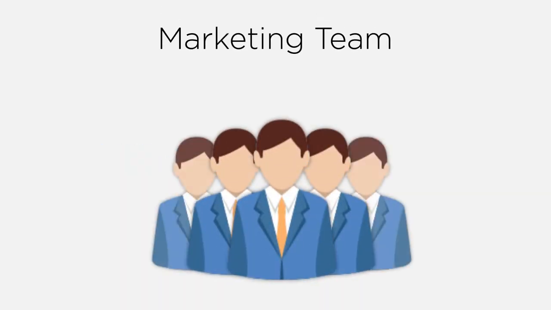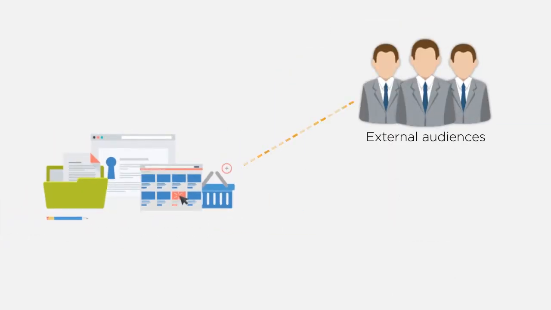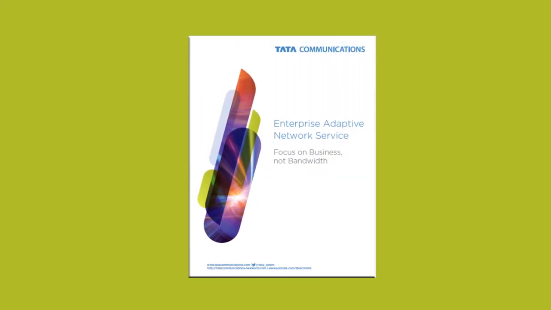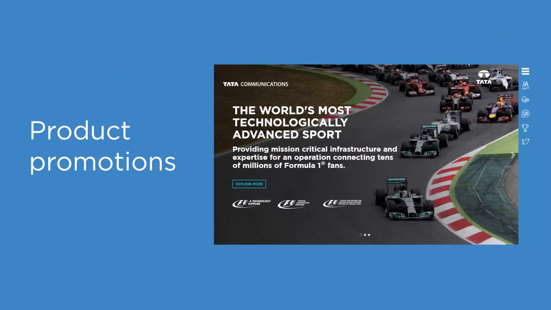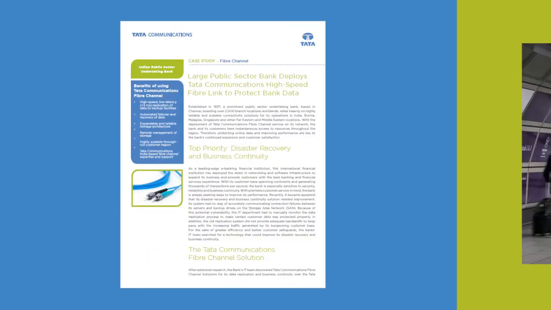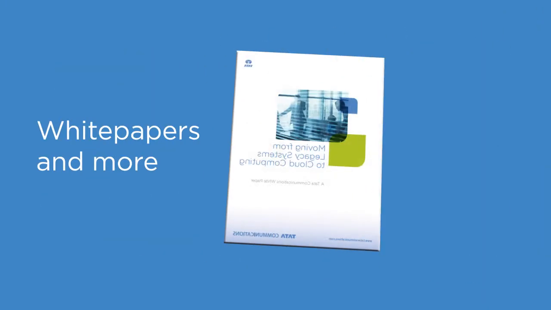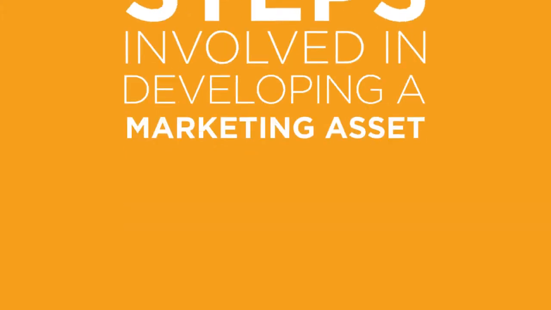The marketing team at Tata Communications develops assets targeted towards both external and internal audiences. These assets include product brochures, press releases, website content, product promotions, advertisements, customer case studies, success stories, white papers, and more. Let's look at the steps involved in developing a marketing asset.